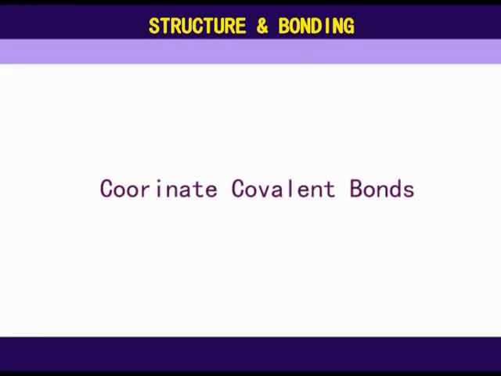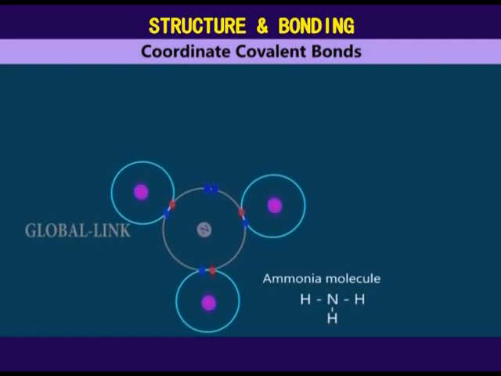Coordinate covalent bond. Consider the ammonia molecule we have here. In this molecule, one nitrogen atom has formed 3 covalent bonds with 3 hydrogen atoms. Nitrogen has in this case donated 3 valence electrons into the sharing deal. But still, a pair of electrons remains unused. We call this a lone pair of electrons.